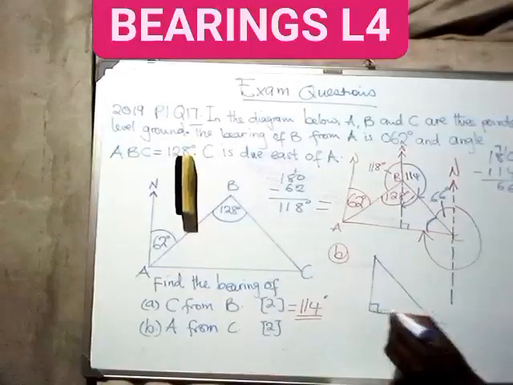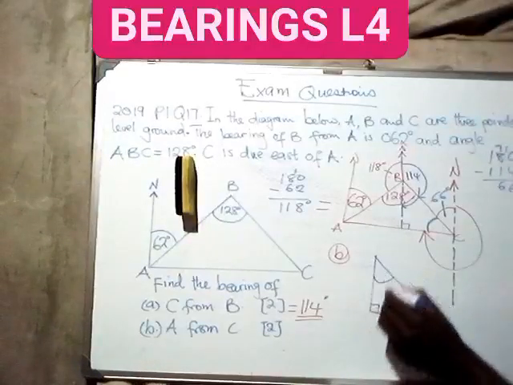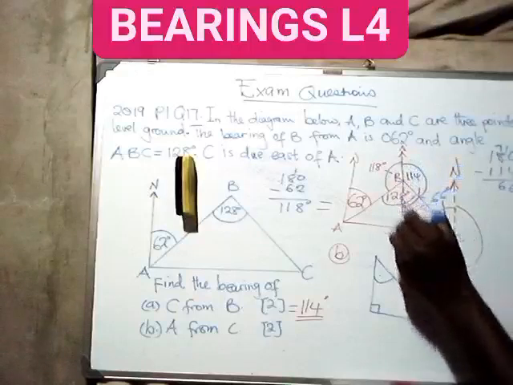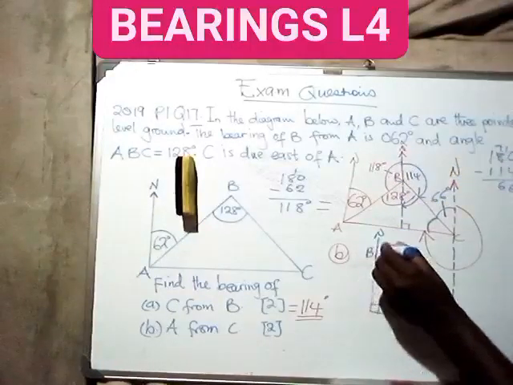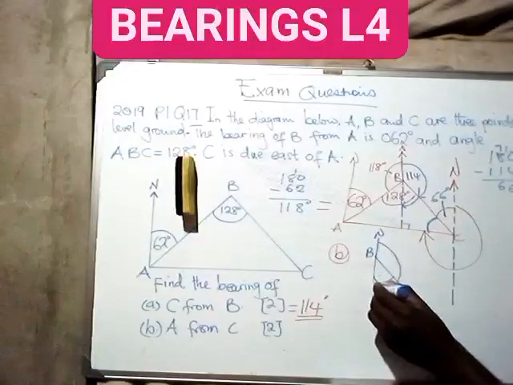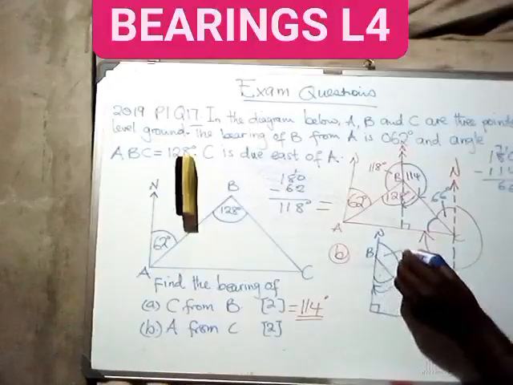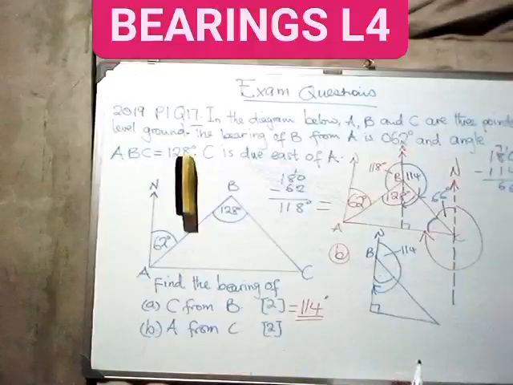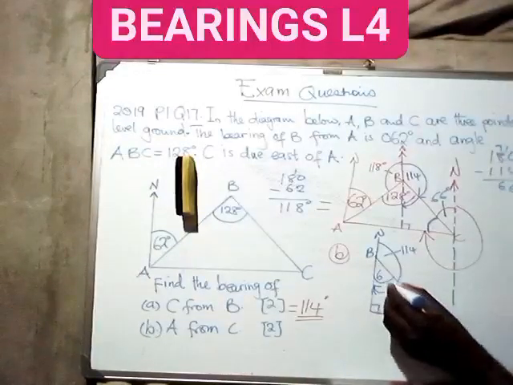This is 90. Then what angle is this? Because this is 90, we are remaining with this angle. This is 180 altogether, where we have N and here we have B. If we move like this, we are going to have 180. Here we already have 114. What is 180 minus 114?